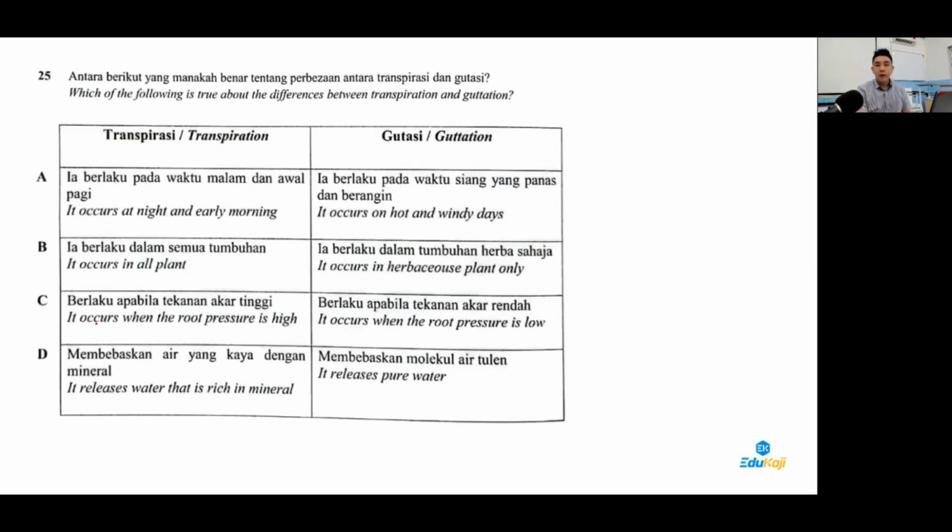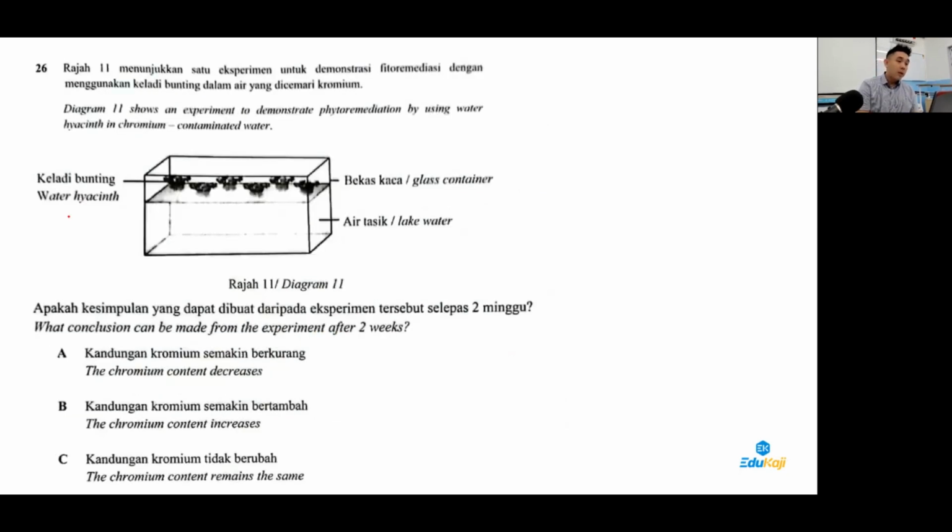Okay, 25, guys, comparison between transpiration and guttation. Okay, comparison between these two. Occur during, this one don't occur during, this one terbalik. Occur to all plants, herbaceous plant, okay? This one terbalik. Answer is boy. 25 answer is boy. 36 is to do with phytoremediation, because you see keladi bunting.